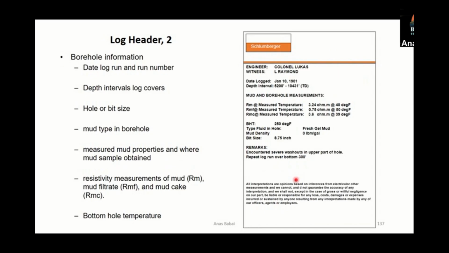Other information that we might find in the log header is the engineer, the witness who supported, the date, and the depth interval from which depth the logging job has been done. As we said earlier, logging jobs are very expensive, so we are not expecting the logging to be done for the entire borehole. It's only for certain intervals. So for example, we have here from 5,200 till 2,431.